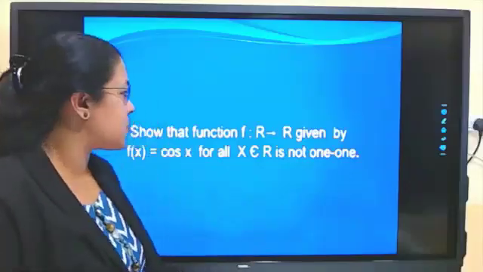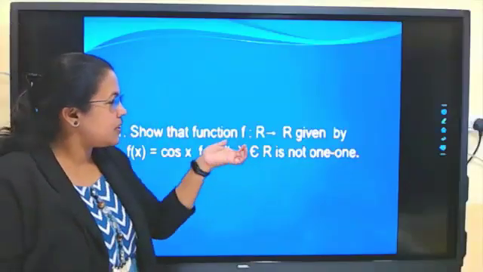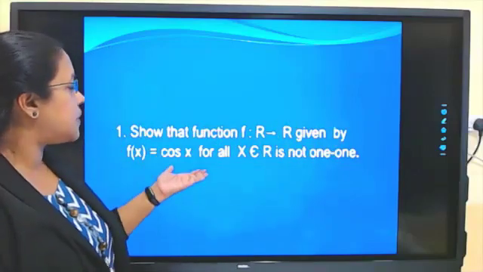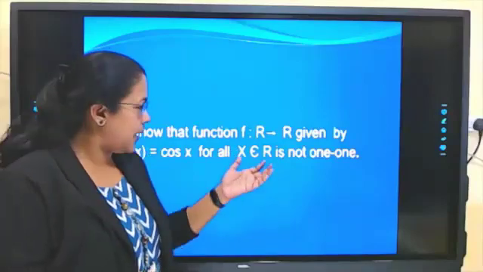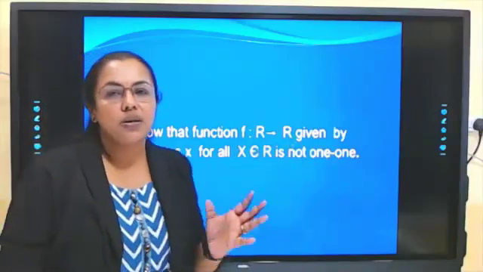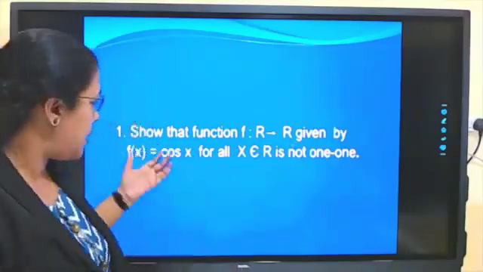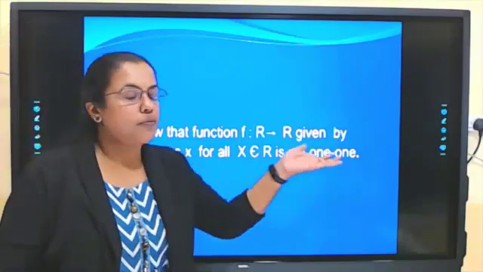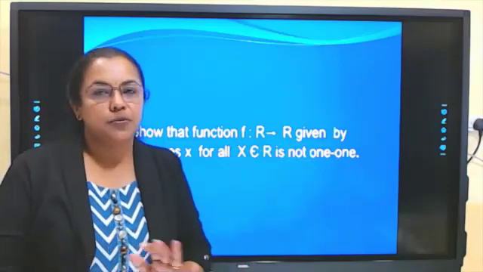Let us start our first question. Show that the function f from R to R given by f of x is equal to cos x for all x element of R is not 1 to 1. हमको यहाँ पर f of x is equal to cos x is not 1 to 1 for all x element of R prove करना है.